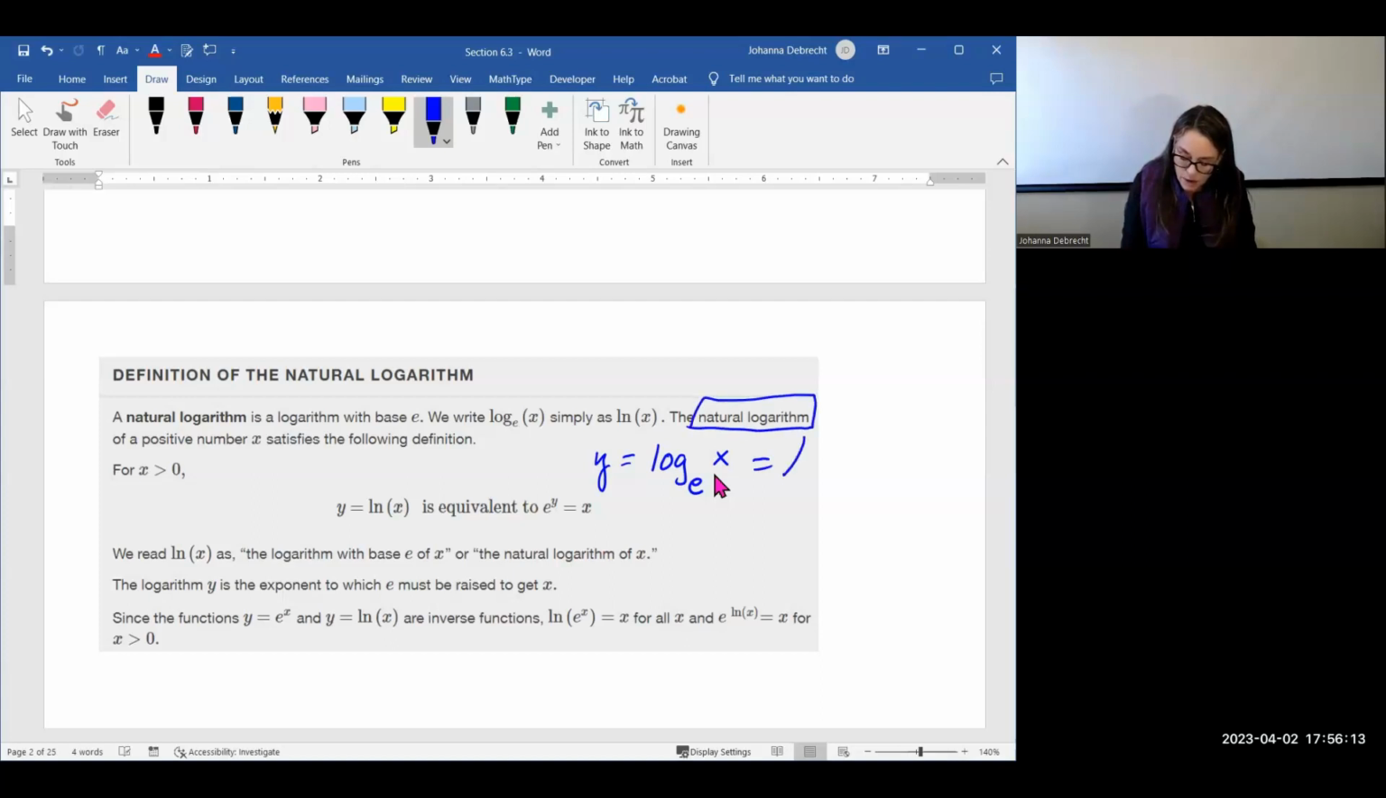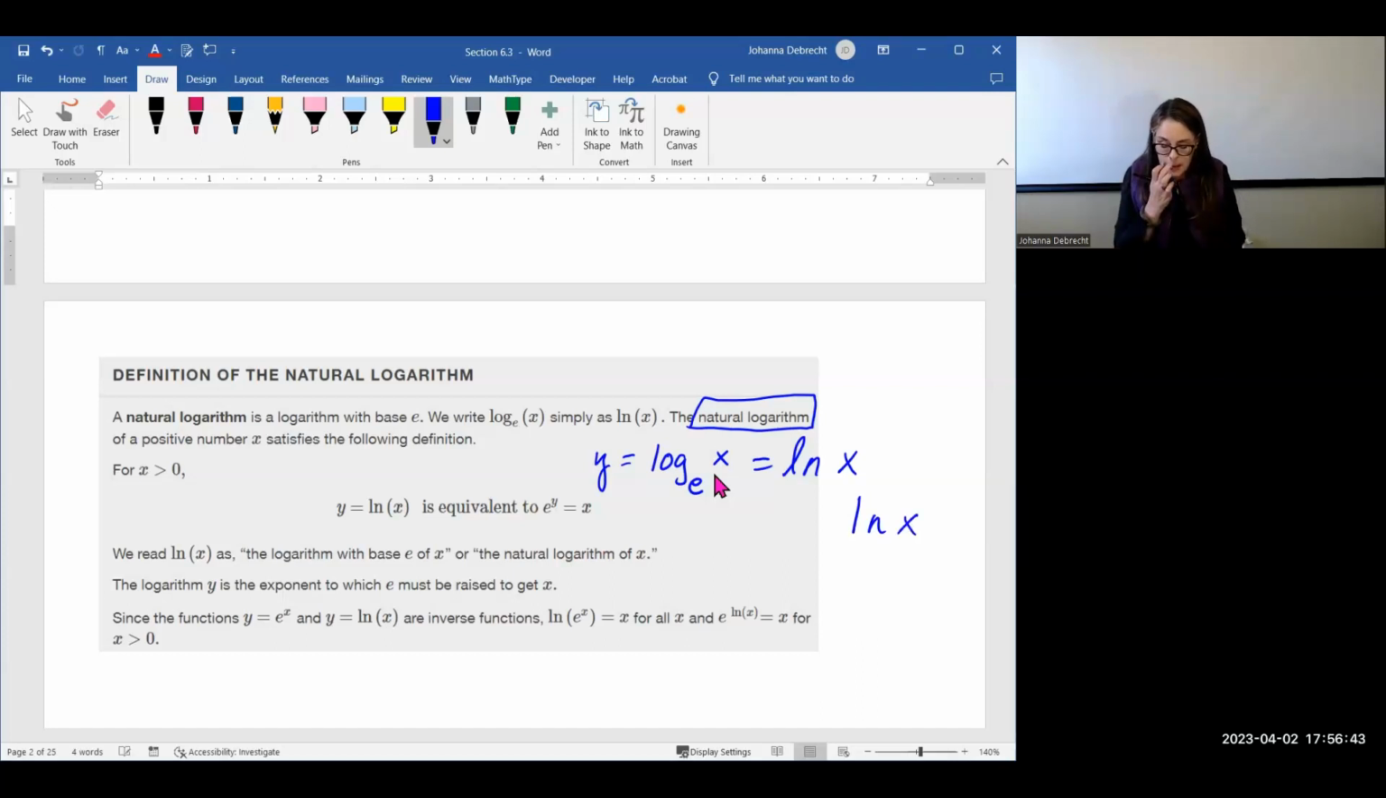And instead of writing log, we write ln, and we skip the base E altogether. We don't write it. The only base for ln is E. Anytime you see ln, the base is E, right? So writing ln with the base is like telling someone twice that the base is E. It's not necessary.